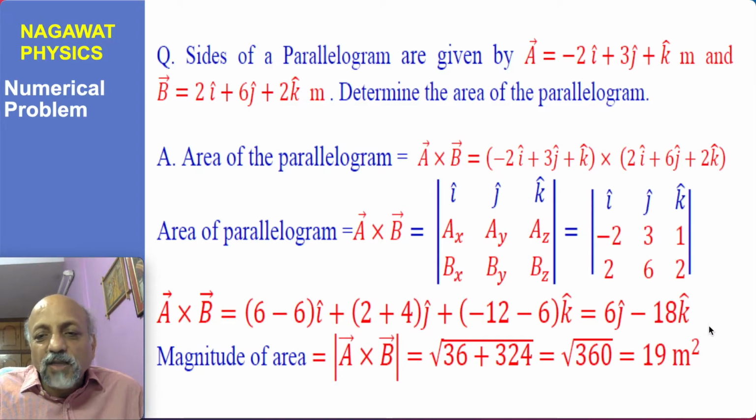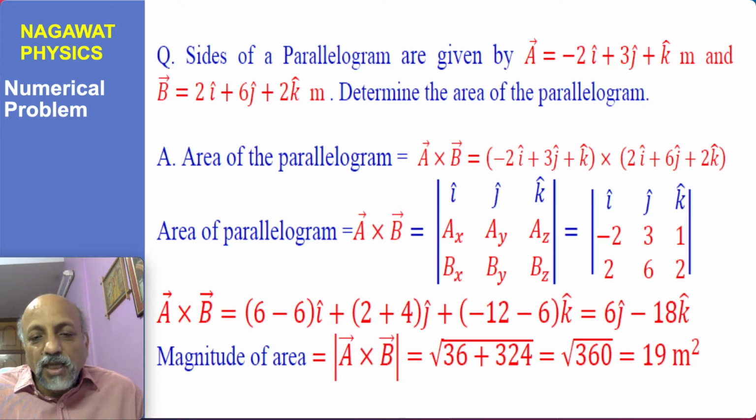so it is -18k. So you get that the area of the parallelogram, having vector A and vector B given here as sides, is equal to 6j minus 18k from A cross B, and the magnitude you can obtain by squaring 6, you get 36, by squaring 18 you get 324, and the two add up to 360, and the square root of 360 you can determine, and that is 19 here. So 19 meters square is the area, because it is given here that A and B are expressed using meter.